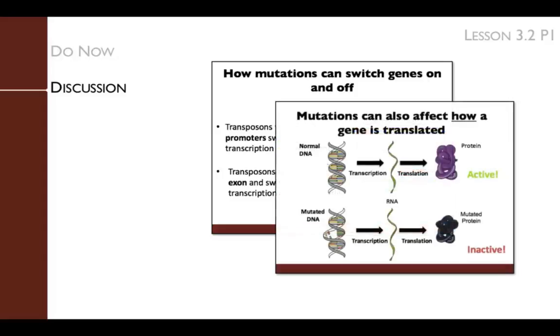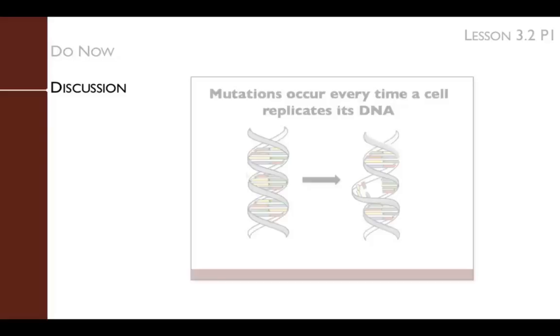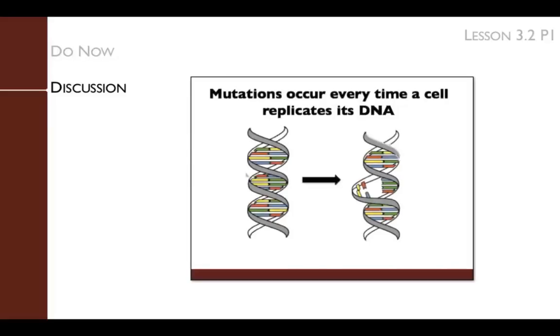Mutations can also affect how a gene is translated. For example, if a gene has a mutation that changes the amino acid sequence of the resulting protein, that protein may be inactive. Remember that mutations occur randomly every time a cell replicates its DNA.